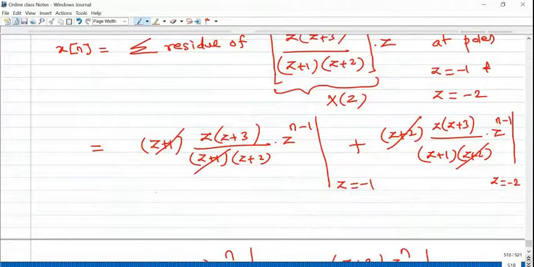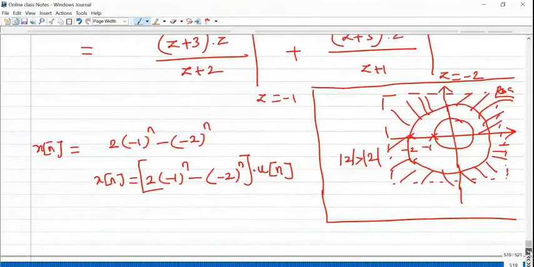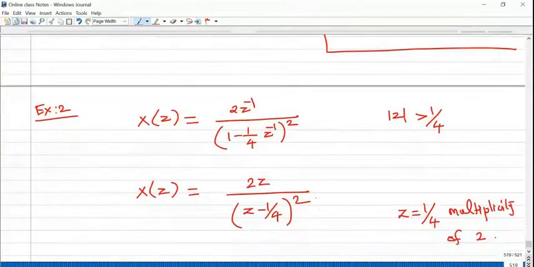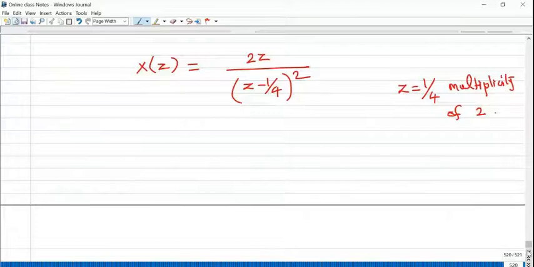Here the two poles were simple poles, so we followed the residue using this part and this part. Suppose order 2 is also there and order 1 is also there. Then for order 2 you follow one method, and for the simple order you follow the previous method. Okay, let us complete this first.